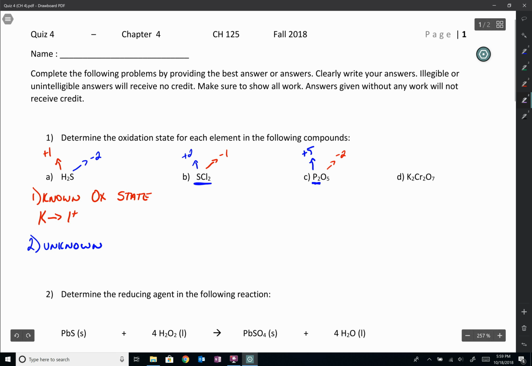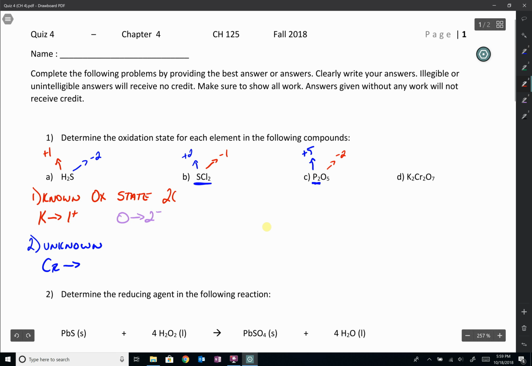But if you look, we also have oxygen in here. And oxygen is also a known. Oxygen is 2 minus. So we've already got 2/3 of this done. That only leaves our unknown as our chromium. So we've got to just play the balancing game here.